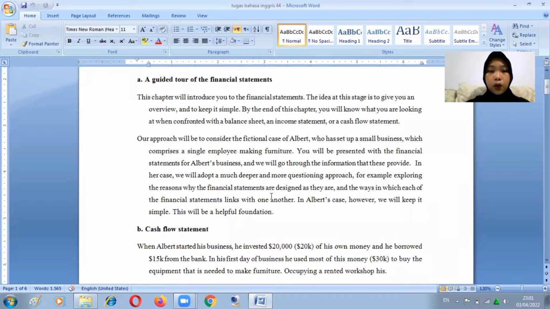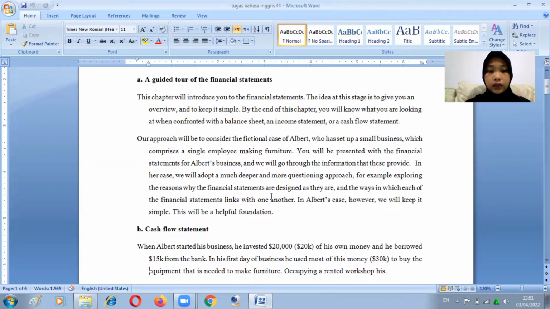Our approach will be to consider the fictional case of Albert, who has set up a small business which comprises a single employee making furniture. You will be presented with the financial statements for Albert's business, and we will go through the information that this provides.